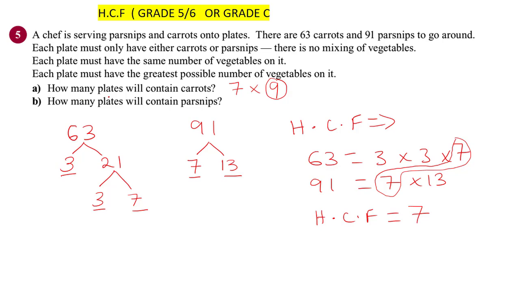Okay, so how many plates will contain carrots? There will be 9 plates, each with 7. And as for the parsnips, remember in each plate I've got 7. Now 7 times 13. So 7 times 13 will give you what? Will give you 91. So therefore there are going to be 13 plates, right? So that's how to do this question.